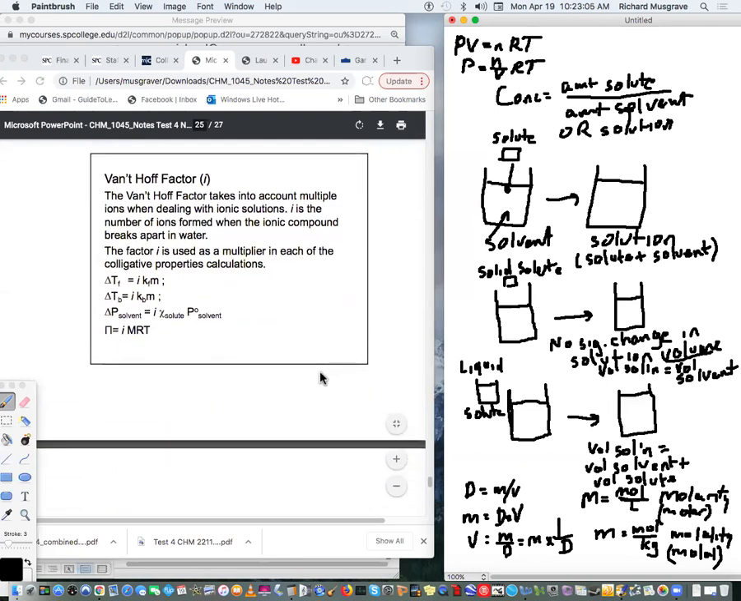Now, another part of this is something called the Van't Hoff factor. And if you'll remember, the colligative properties have to do with the number of particles. So this is a correcting factor, if you will, and we call it i, and it goes simply in front of all the calculations we've just looked at. So it's i Kf m, i Kb m, i chi solute P naught solvent, pi equals i MRT.